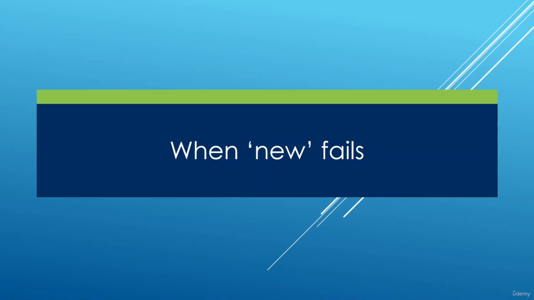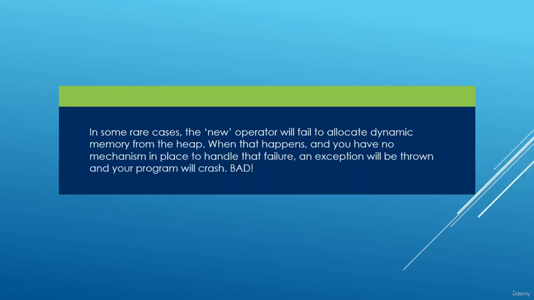In this lecture, we're going to explore what happens when new fails. In the last lecture, we saw that we could use the new operator to allocate new memory on the heap and use that to do stuff. And in most cases, the new operator is going to succeed. But in some rare cases, it is going to fail. And when you don't do anything about that failure, your program is just going to crash, and you might want to do something about that.